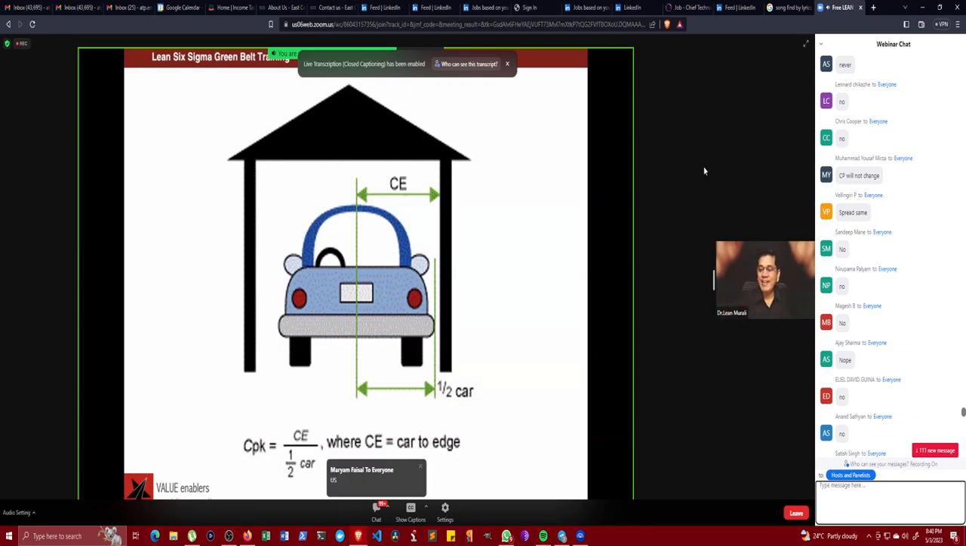We will consider the closer wall. And if he is farther, he is good. But then we will also see the other wall. If it is closer there, then again we will say he is not capable.